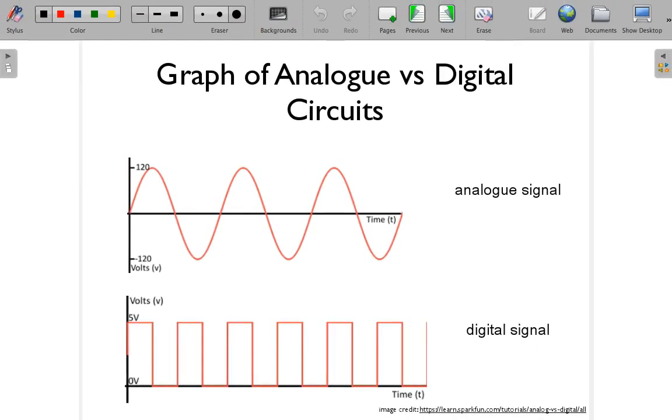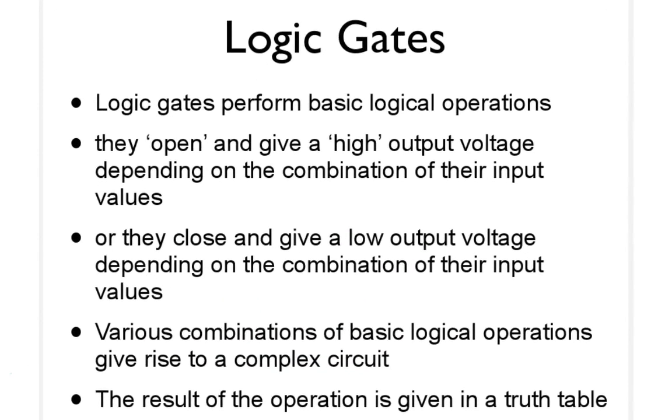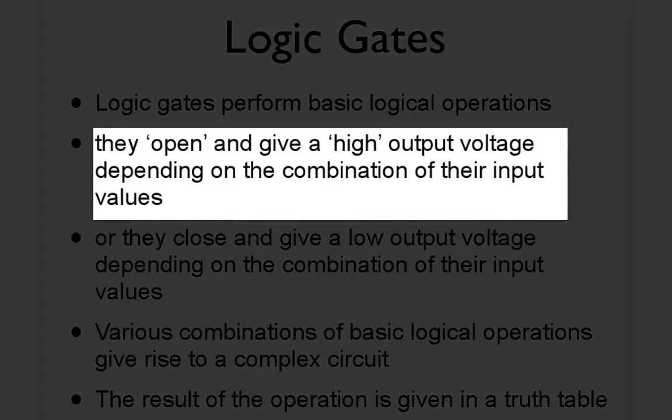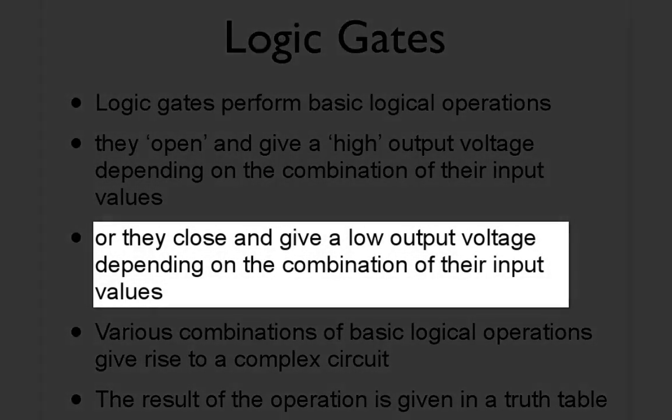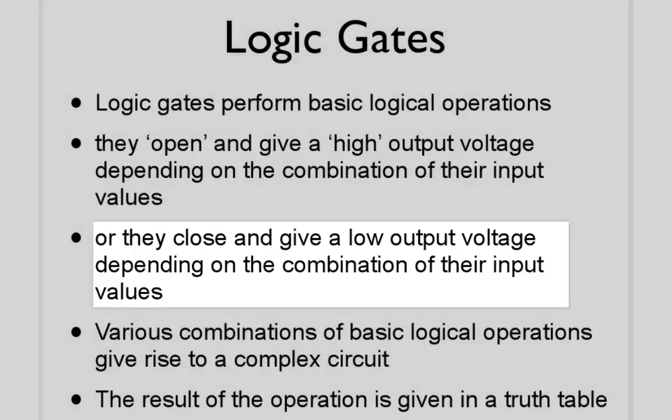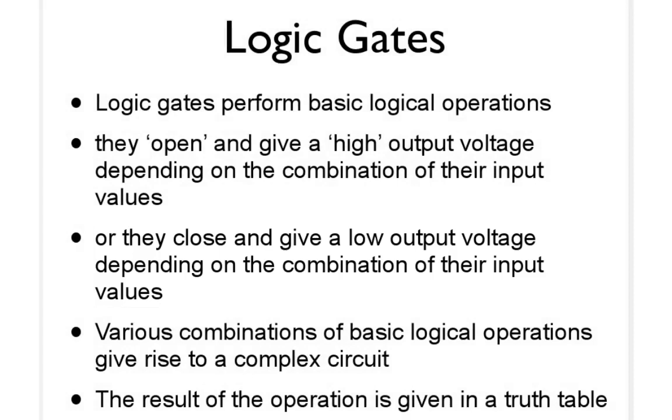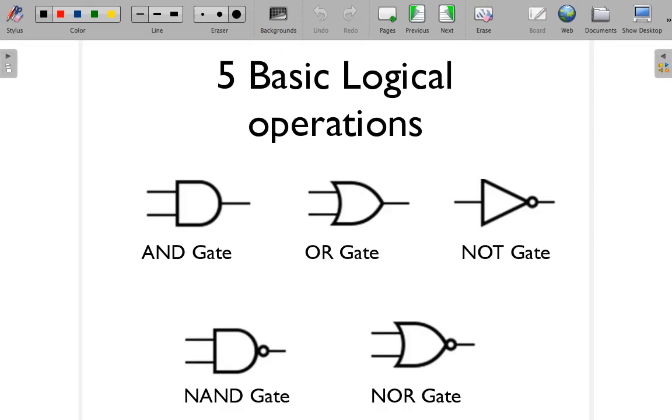This is the basis on which logic gates work. Logic gates perform basic logical operations. They open or give a high output voltage depending on the combination of their input values, or they close and give a low output voltage depending on the combination of their input values. Various combinations of basic logical operations give rise to a complex circuit. The result of the operation is given in a truth table.